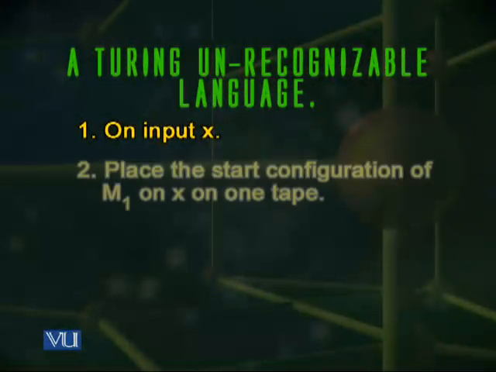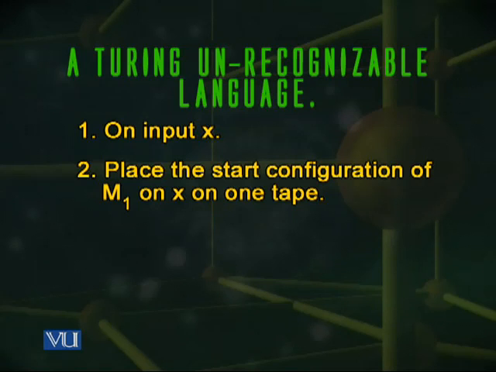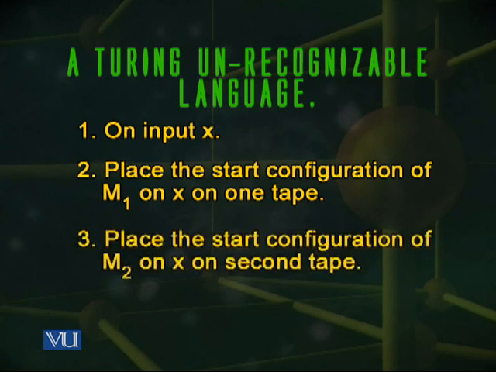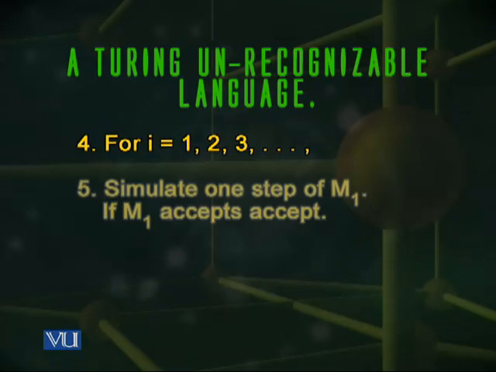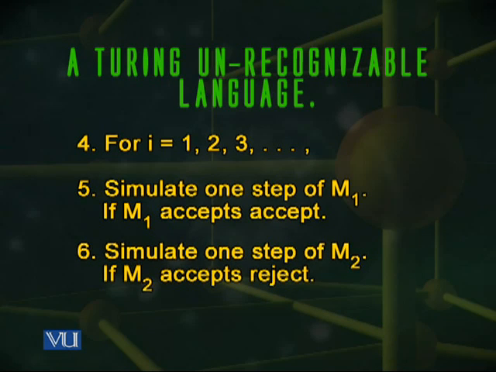On input X, place the starting configuration of the first Turing machine M1 on X on one of the tapes. Place the starting configuration of M2 on X on your second tape. Now, for i going from 1, 2, and so on, we will simulate one step of M1. If M1 accepts, we'll accept. And then simulate one step of M2. And if M2 accepts, we will reject. So, what we're doing is running both simulations of M1 and M2 simultaneously.